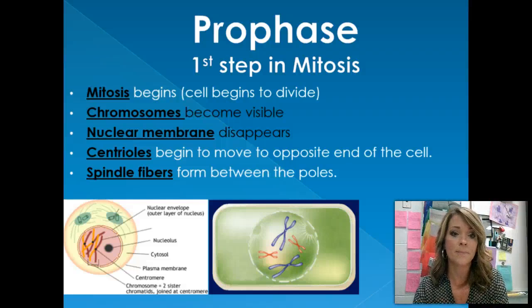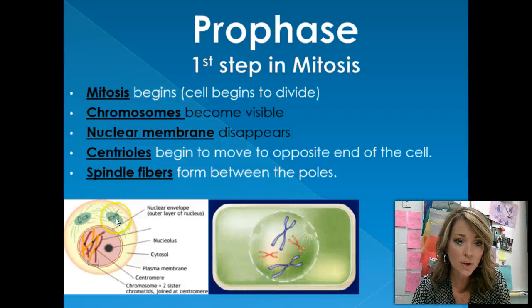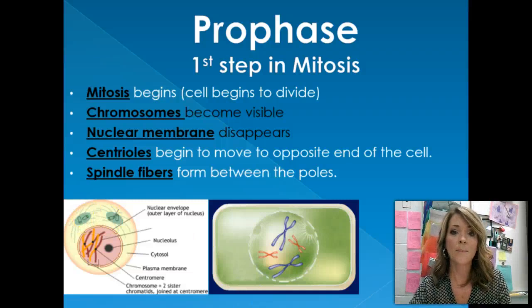inside the nucleus. You're also going to get centrioles. Those are these little structures right here. They kind of look like little barrels on a diagram. Those are going to move to the opposite ends of the cell, and you get what are called spindle fibers forming between the poles. So these centrioles are going to move to the ends, which are going to be the poles.